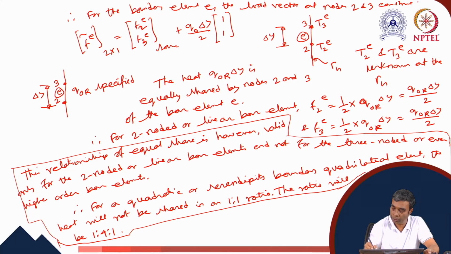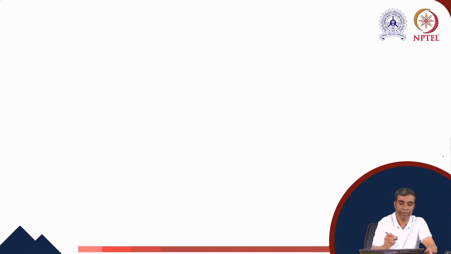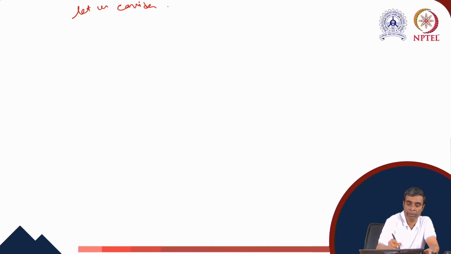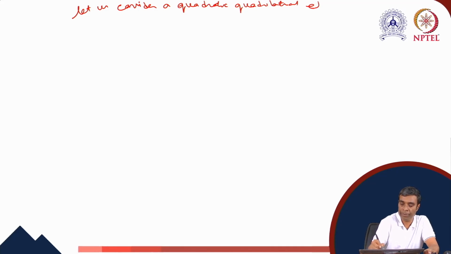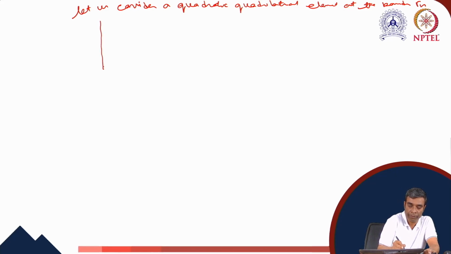So I highlight this portion. Let us consider a quadrilateral element at the boundary, gamma Neumann. So this is gamma Neumann, and we have this element E.